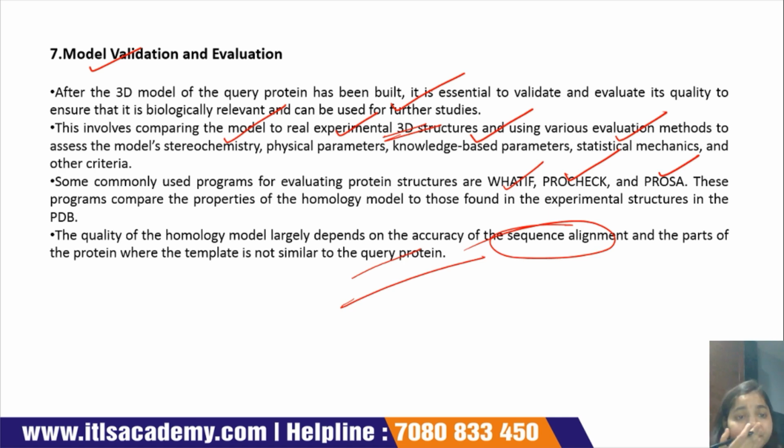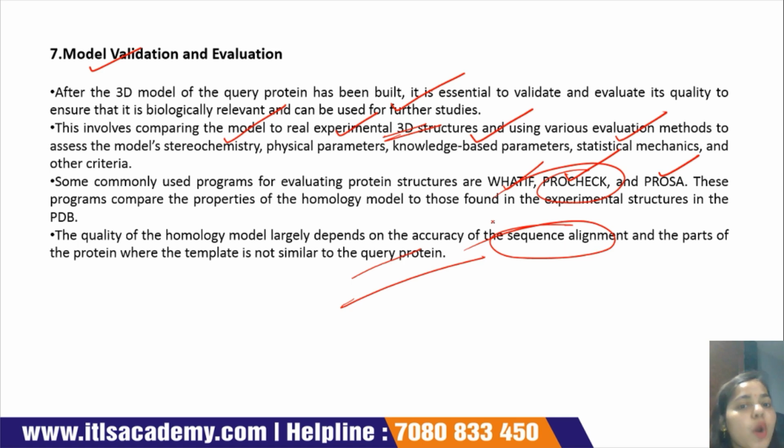To validate the protein, we compare the model to the realistic 3D structure using various evaluation parameters. These evaluation parameters are the stereochemical properties of our designed 3D model, physical parameters, knowledge-based parameters, statistical mechanics, and other criteria. Also there are some bioinformatics tools available to validate our 3D model, and these tools are VERIFY, ProCheck, and PROSA. In ProCheck, we understand the Ramachandran plot. The Ramachandran plot is also a method to evaluate the 3D structure of an unknown protein designed with the help of homology modeling.